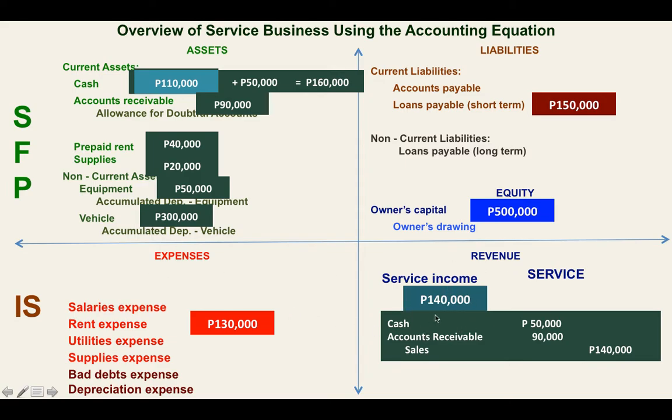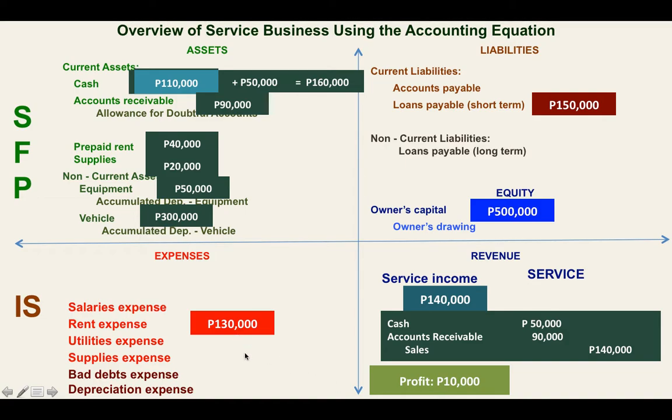In this case, we have a service income of 140,000, which is our revenue. Then we will deduct the expenses. Then we will have a profit. In basic accounting, you have already learned how to prepare the income statement for a service business, which is service income less expenses will give you your profit, or loss if expense is higher.